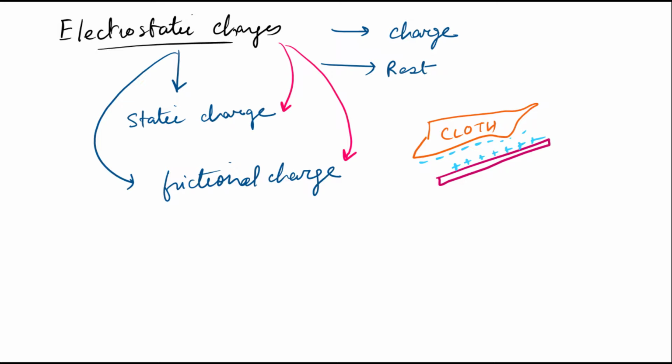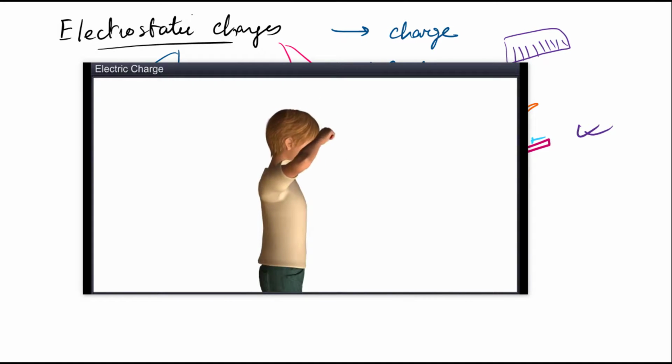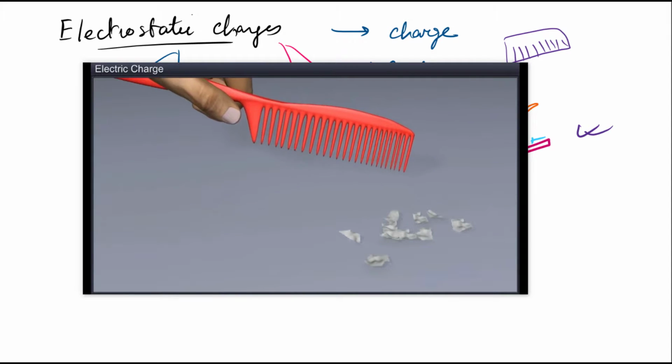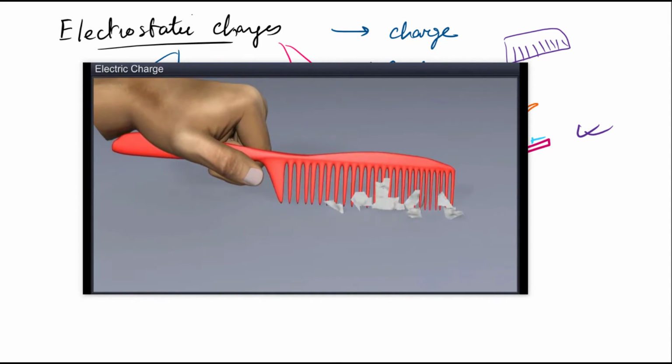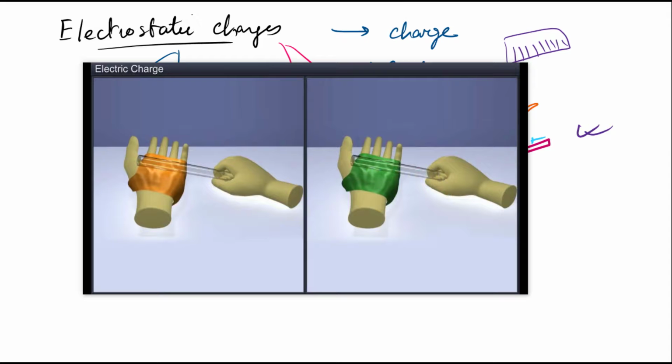You must have seen the example where small pieces of paper get attracted towards a comb, right? That is due to the same phenomenon I discussed here. In this example, when you rub your hair with a comb and then place that comb near a piece of paper, you will see the paper get attracted to the comb.